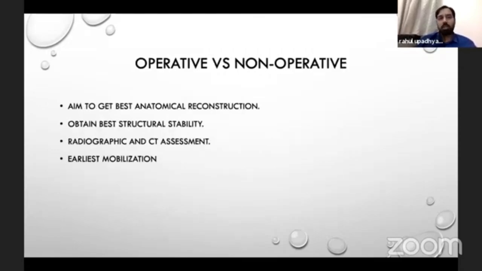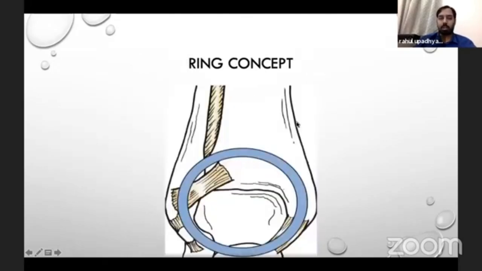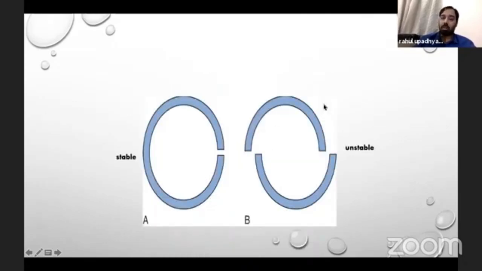Operative versus non-operative, get the best anatomical reconstruction. That's the idea. If you can do it by non-operative means, achieve it, provided the fracture pattern is stable. An unstable fracture pattern needs operative management. It has to be understood like a ring. Like the pelvis, the ankle also works on a ring concept. A ring is stable as long as only one part of the ring is broken. But when we have a two-part fracture on a ring, it is going to be an unstable fracture pattern.